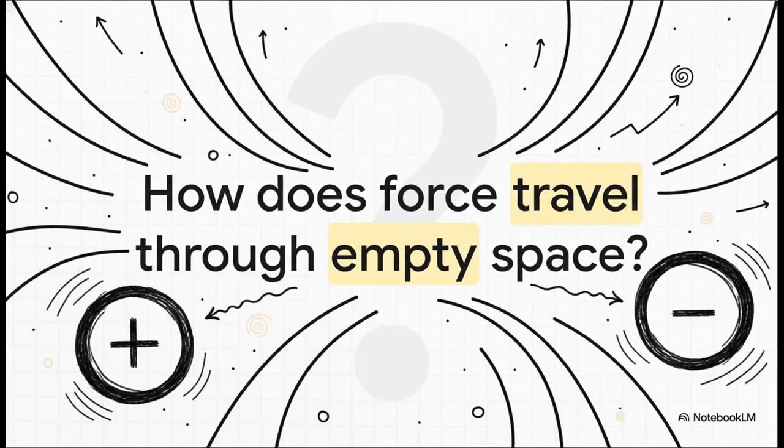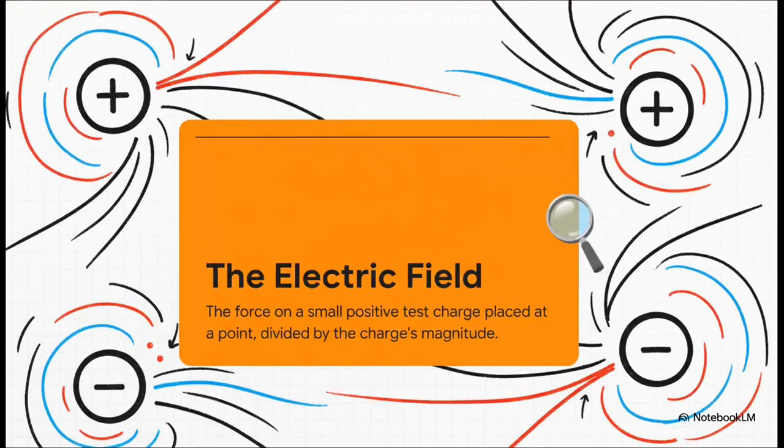But that still leaves us with this incredible puzzle, right? How does one charge even know the other one is there? There's no string connecting them. It's not magic. There has to be something there, something communicating this force across the void. So, what is it? And the answer is the electric field.